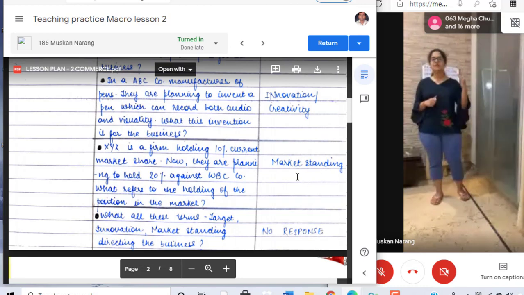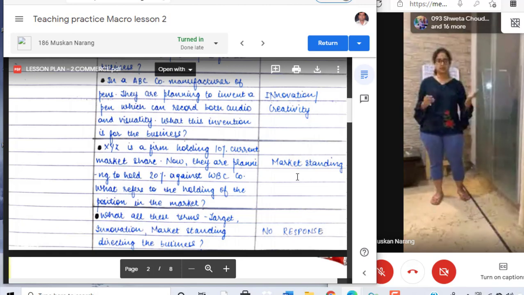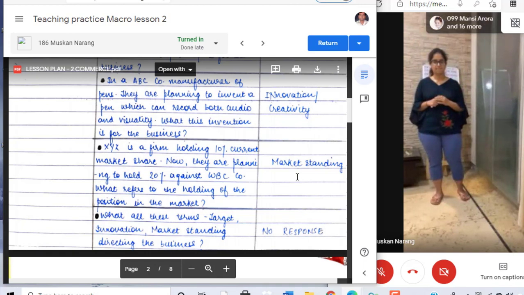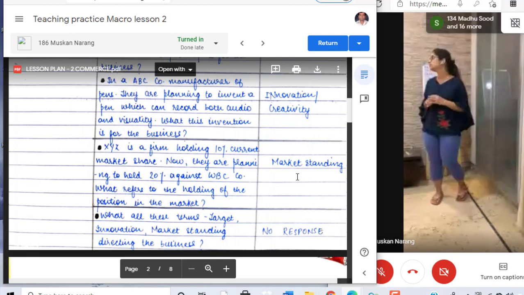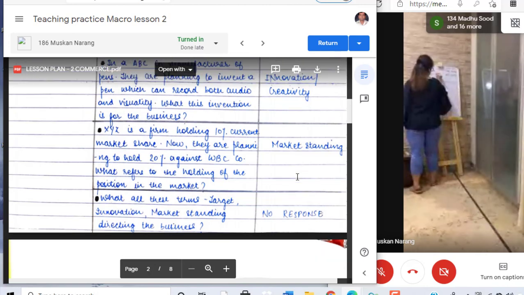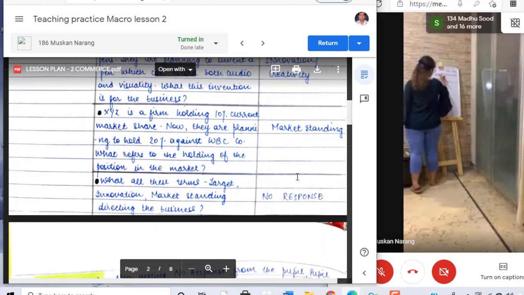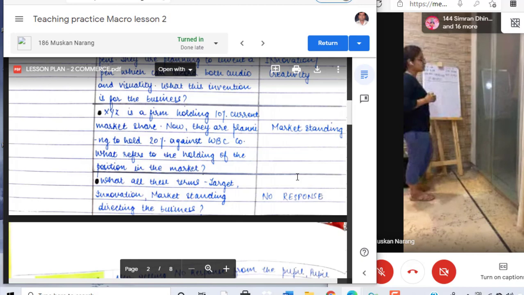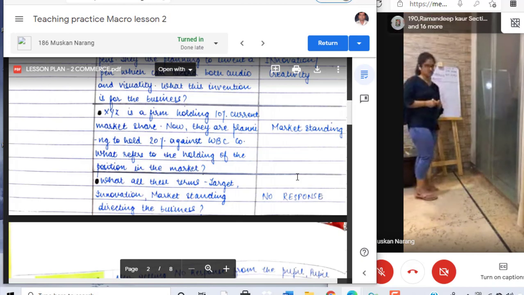So students, you have listened to the entire 3 examples. Now what is this target, the innovation, the market position or market standing directing the business? Business objectives. Yes, students. Business objectives or objectives of business. So students, today we are going to study objectives of business.